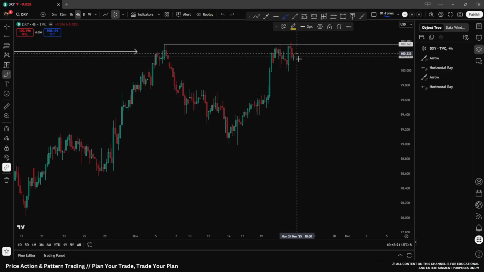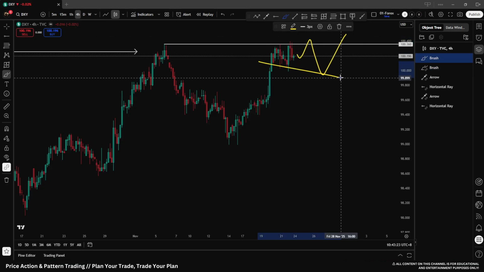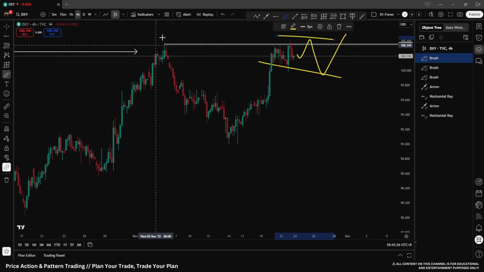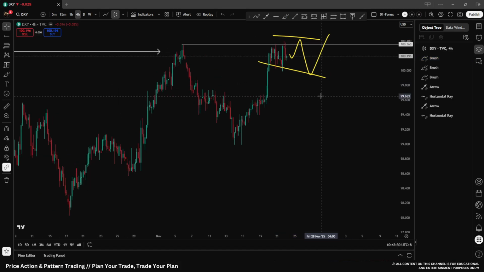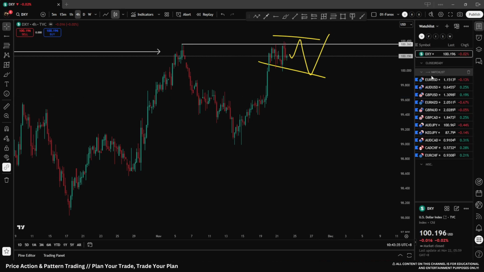I'm right now more leaning towards a bullish continuation structure around the high here for the next leg to the upside, and therefore I'm more leaning towards US dollar long plays again for next week.